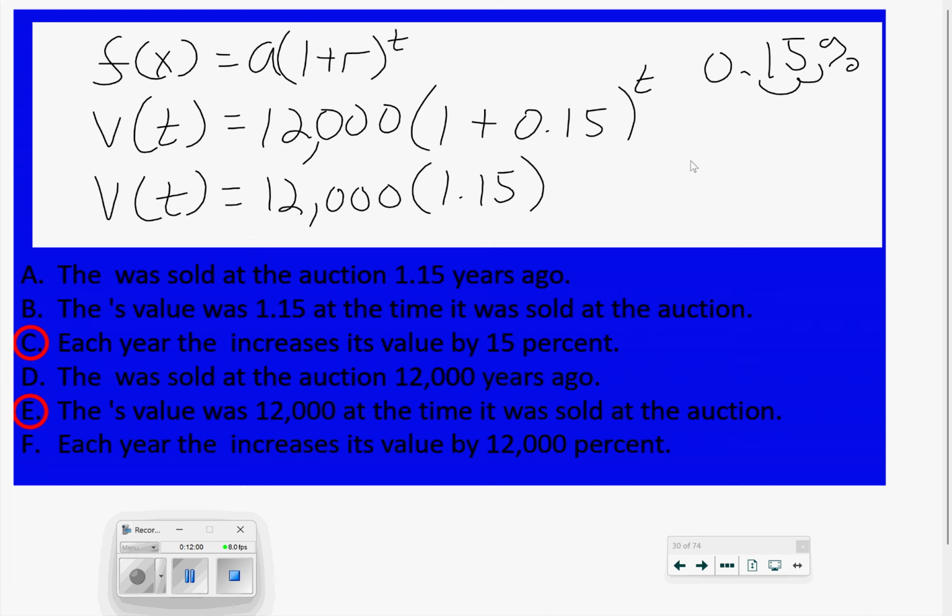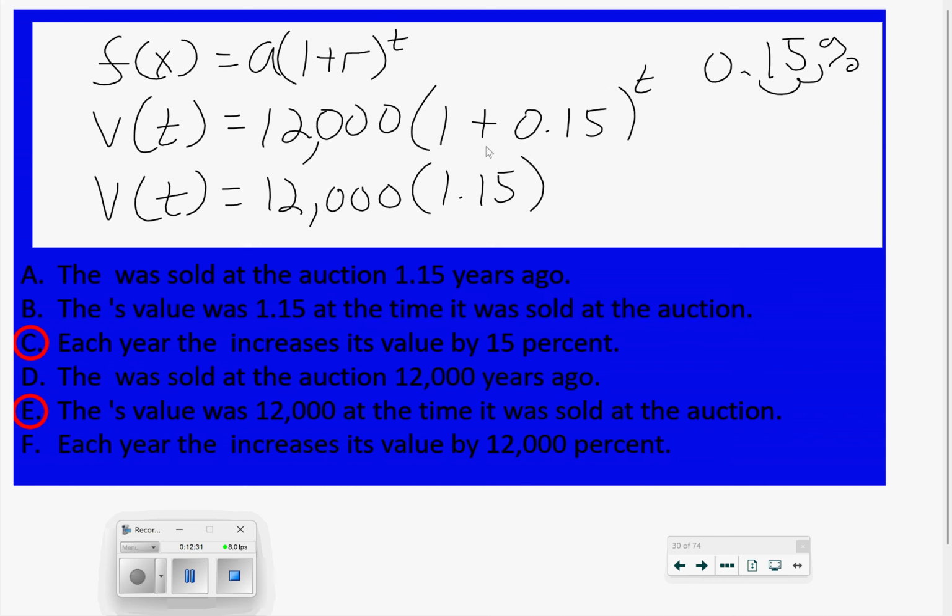the 15% comes from the original formula. So we got 15% here. And if I plug it into this formula and use their notation, V of t, we will put the initial amount, which is 12,000, and we will put 15% after converting it into a decimal, 0.15, and adding it with 1, and we get 1.15. What they want you to do is go in reverse and realize that it's 15%. So keep that in mind.